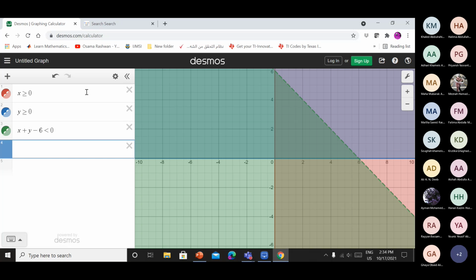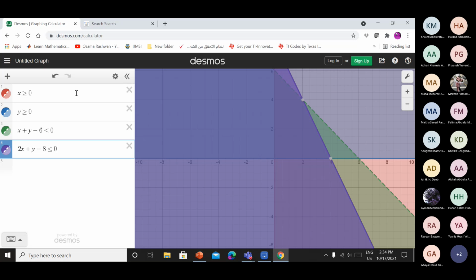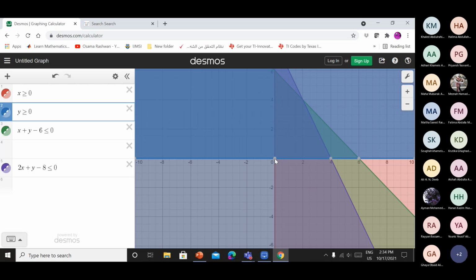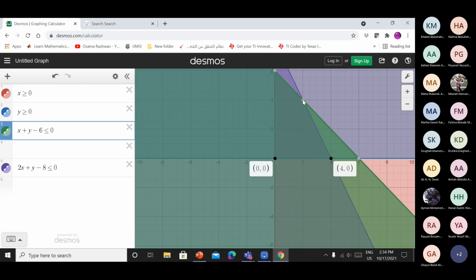The last inequality, 2x plus y minus 8 less than or equal to 0, okay? Now this one also would be equal. Where are the corners here? Yes, this is one of the points, okay? And this is a corner. This is a corner here. Look at this, your intersection point, yes.